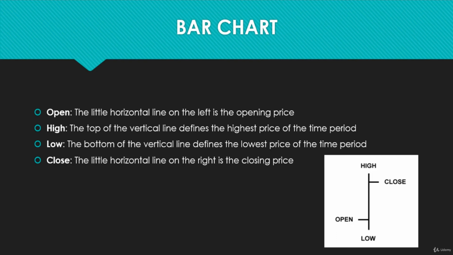Here, as you see in the picture, here is the open. The open is the little horizontal line on the left, the opening price. The high is the top of the vertical line, the highest price of the time period. The low is the bottom of the vertical line, the lowest price of the time period. The close is the little horizontal line on the right, the closing price. I think everything is clear here. Let's dive into the other part.